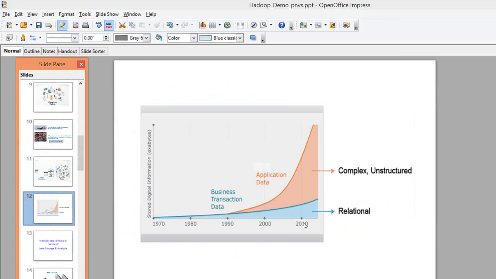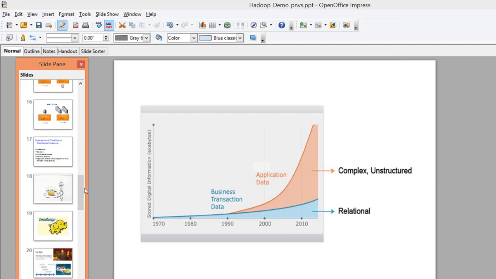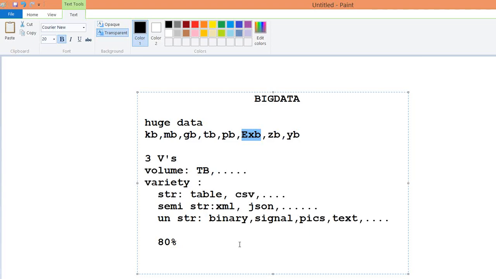Here you can see in this slide, the complex, unstructured data is going up like a straight line. Almost 80% of data is coming as complex and unstructured data. So these are the different things we are looking at. So just now we have discussed what big data is, the 3 Vs of big data, and different real-time use cases, right?